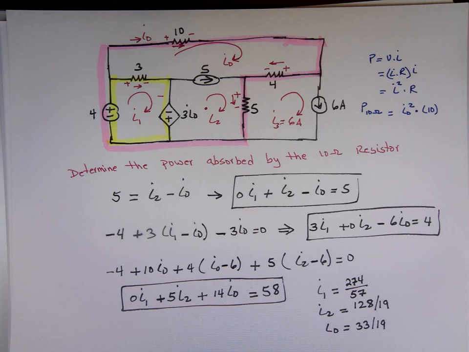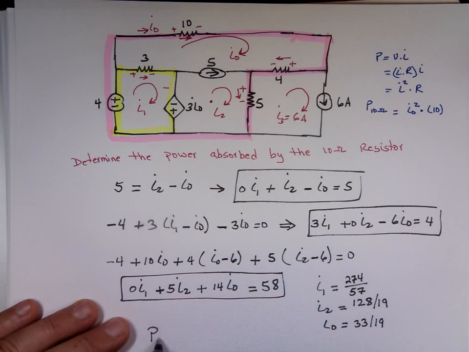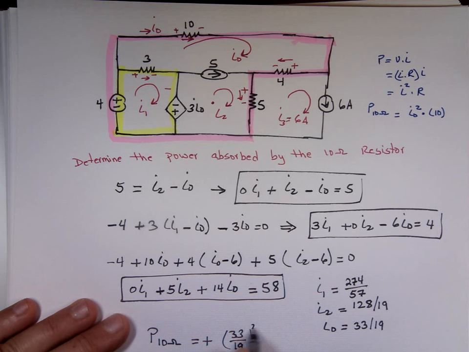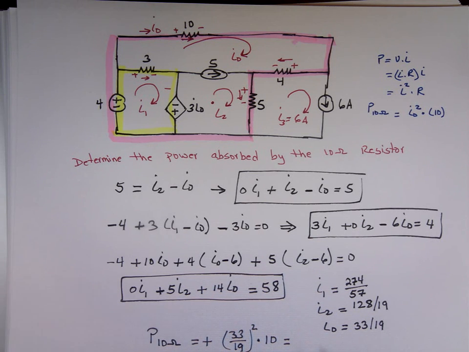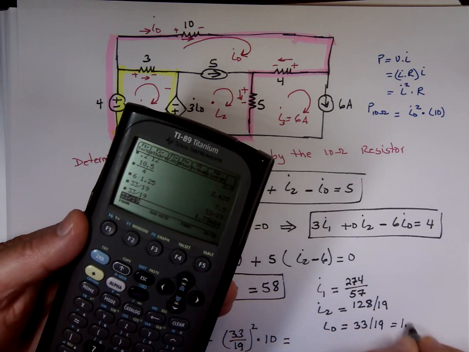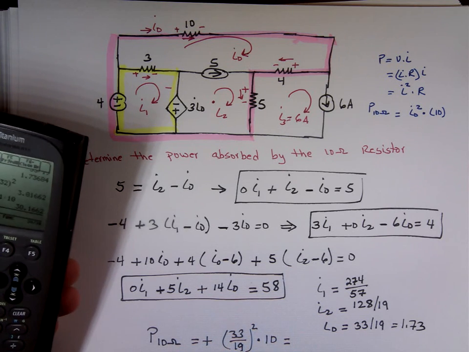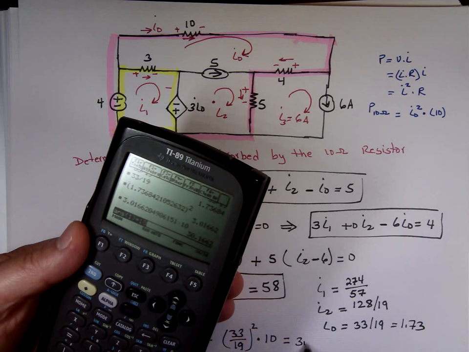So what is the average power absorbed by the 10 ohm resistor? Plus means it was taken. 33 over 19 squared times 10. So 33 divided by 19, that's 1.73 approximately. You square that one, times the 10, you have 30.16 watts.